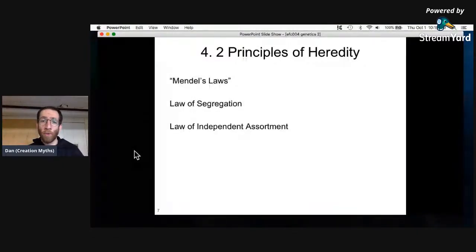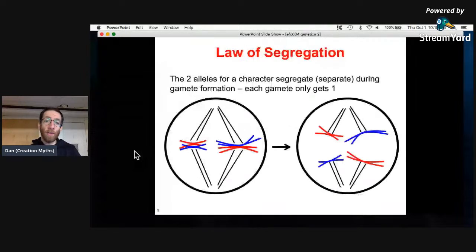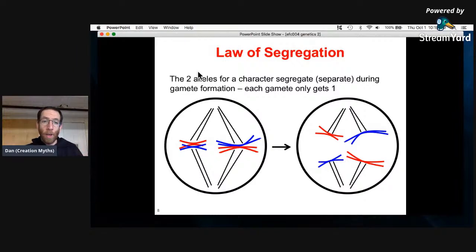So the first thing is the law of segregation. This just means that in your parent diploid cells, you have two alleles for whatever character you're talking about, right? Height, flower color, whatever it is. You have one from mom and one from dad. Well, those are going to separate when you're making gametes. So each gamete only gets one.